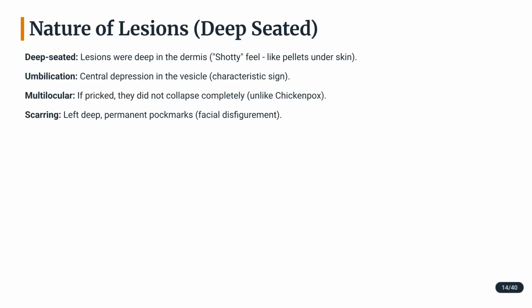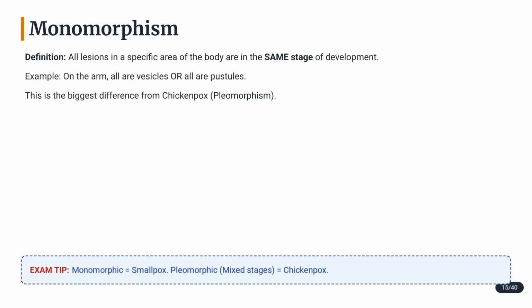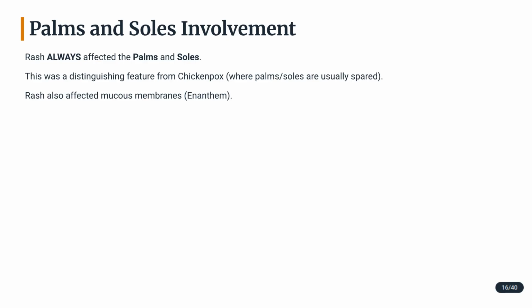This is a critical difference when compared to chickenpox. The rash always affected the palms and soles, distinguishing it from chickenpox, which usually spares these areas. The rash also affected mucous membranes, known as enanthem. Fever appeared 3 to 4 days before the rash. The fever typically subsided when the rash appeared, but would rise again, a secondary fever, when the pustules formed.